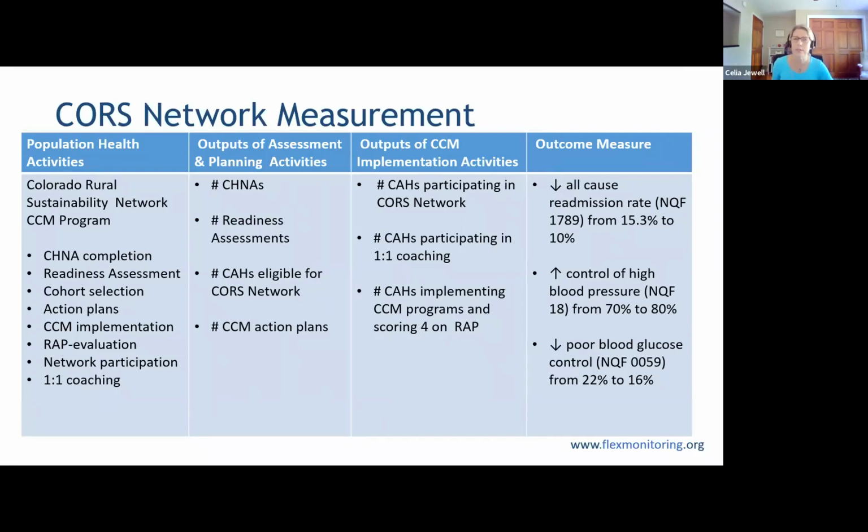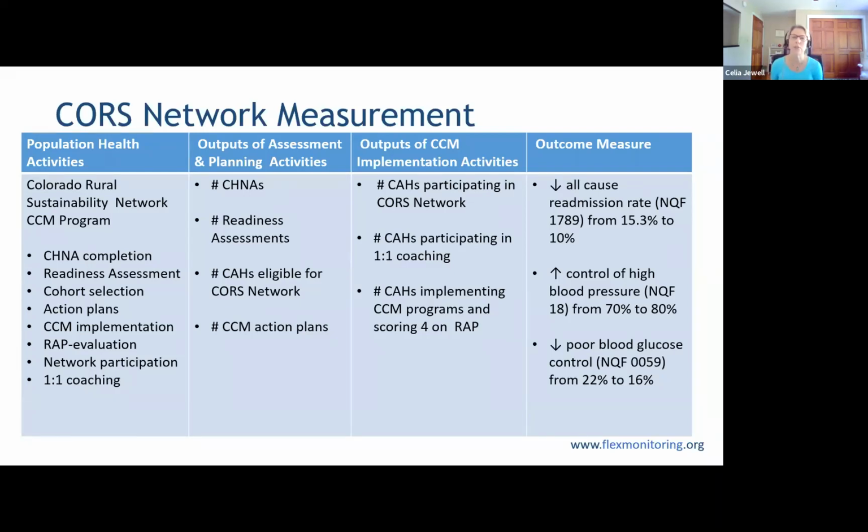As the initiative progresses, Colorado monitors the activities that support the cohort in actually implementing their CCM programs within their hospitals, such as tracking the hospitals' participation in the CORES network and one-on-one coaching calls, and evaluating how well the hospitals are implementing their CCM programs using the recommendation adoption process or RAP model.